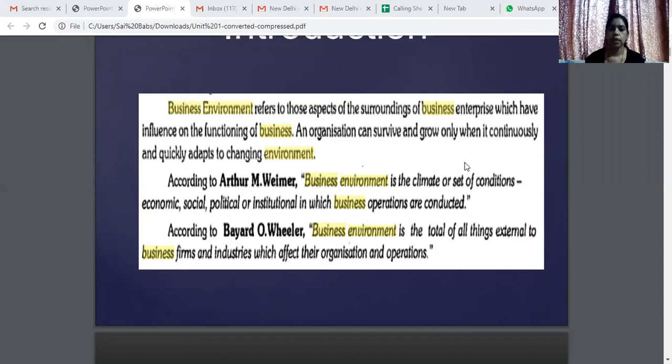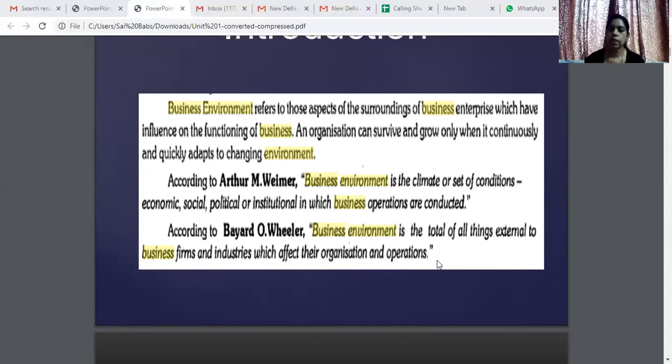First definition, in the words of Arthur Damer, a business environment is a climate or set of conditions like economic, social, political, institutional, in which business operations are conducted. And second definition, in the words of Wheeler, business environment is the total of all things external to business firm and industries which affect their organization and operations.